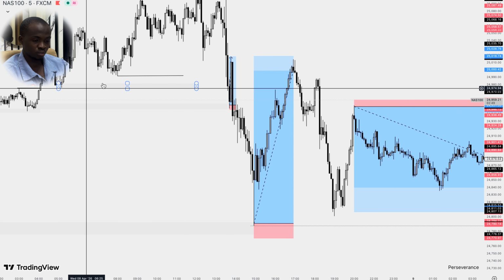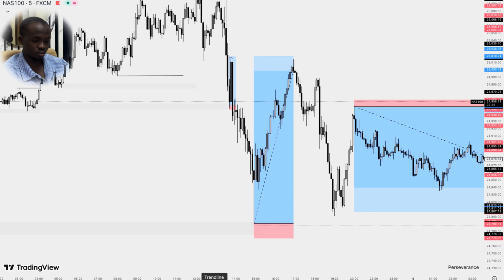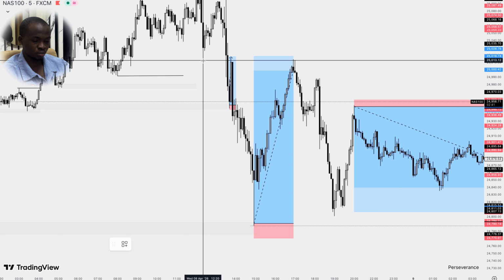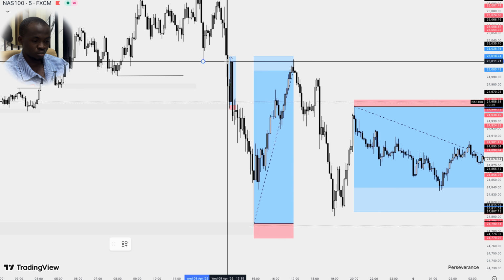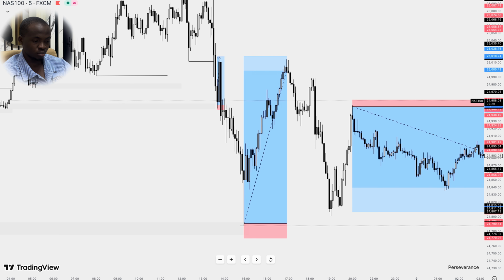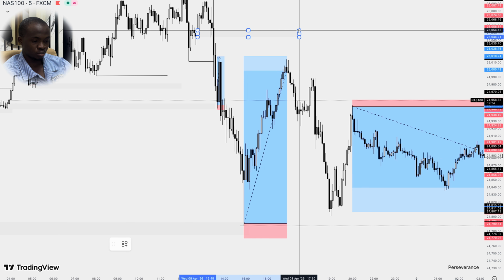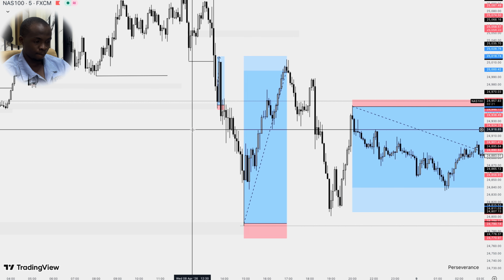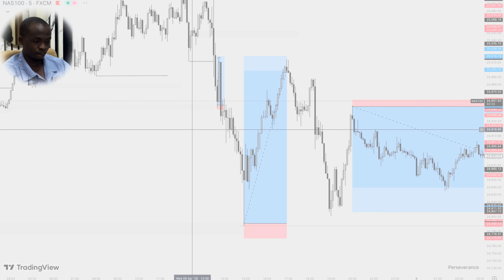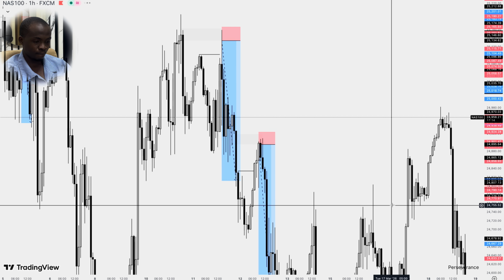Now since we're in an uptrend, right? When price created a market structure shift, this was now our point of interest and then our inducement. But let me go back to the 1 hour time frame.